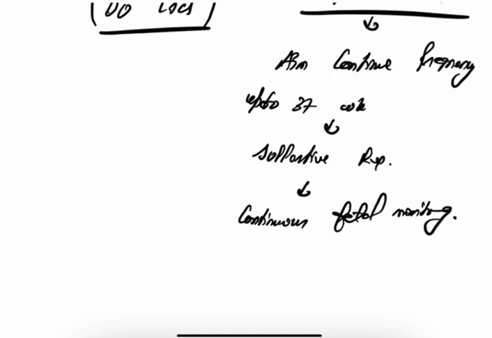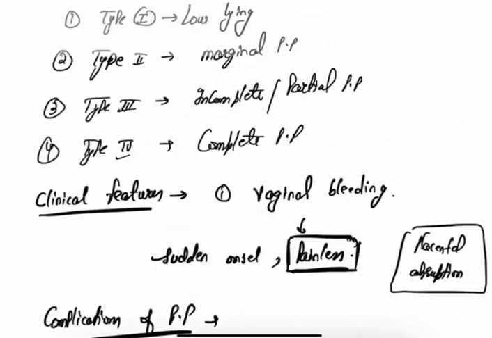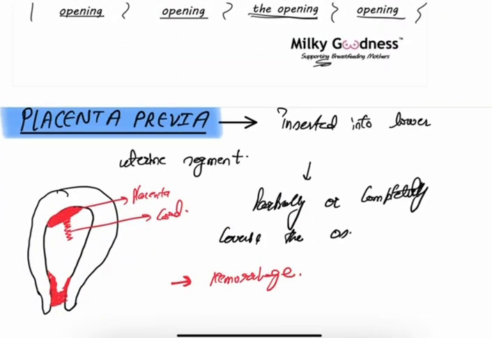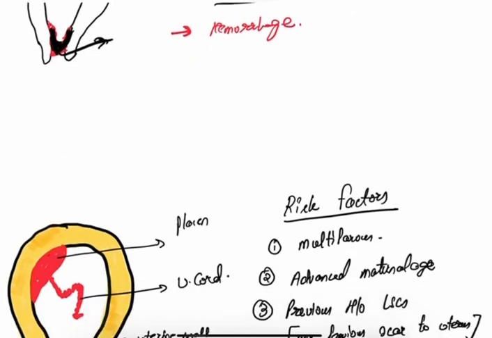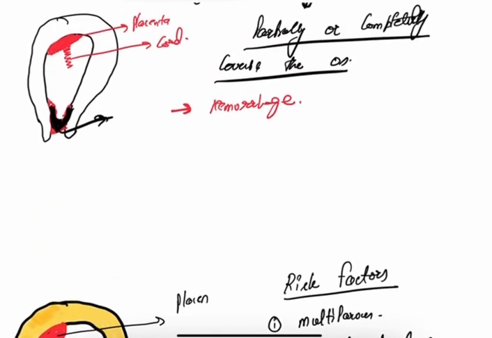Okay, so this was our topic of placenta previa. We will do a quick review. So what is placenta previa? It is a condition where the placenta is inserted into the lower uterine segment. It can partially or completely cover the os or the opening of the cervix and leads to various complications. And the most important complication is hemorrhage.